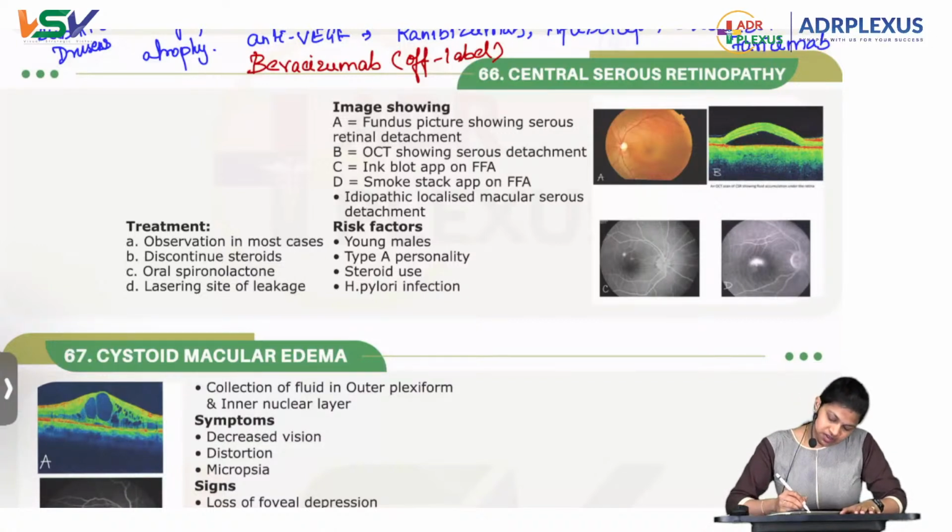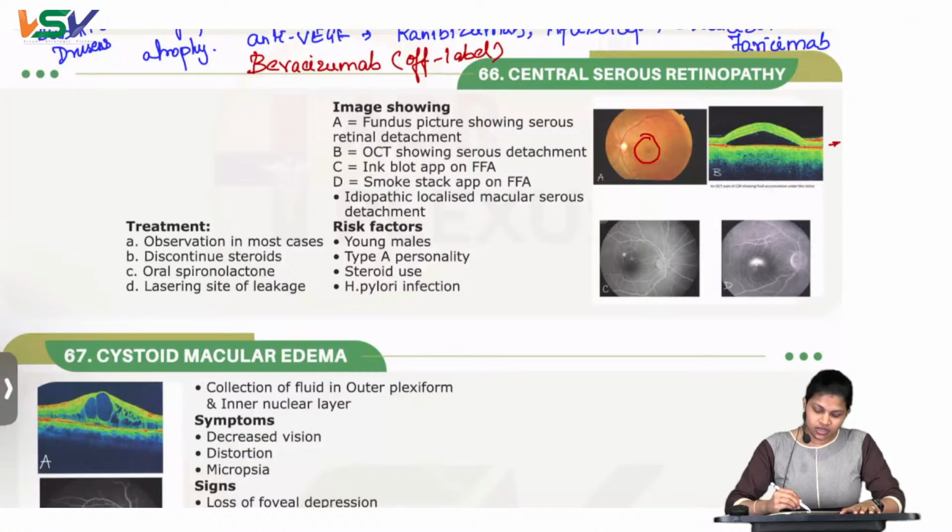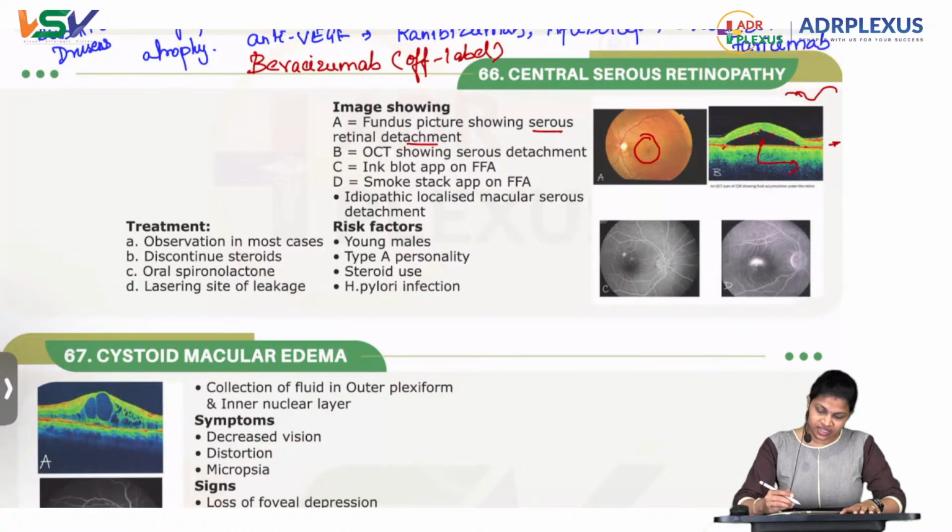Coming to the 66th VSV, here is central serous retinopathy. The name itself says it is central. Again you're seeing an OCT, so this is macular pathology. Over the macula, there is a serous retinal detachment. You cannot see the normal foveal contour; the normal macula is not there. It is elevated, and this black space is the fluid. That is why it is called a serous retinal detachment.